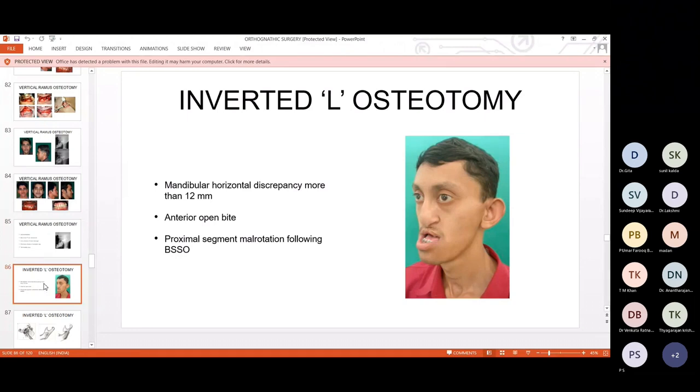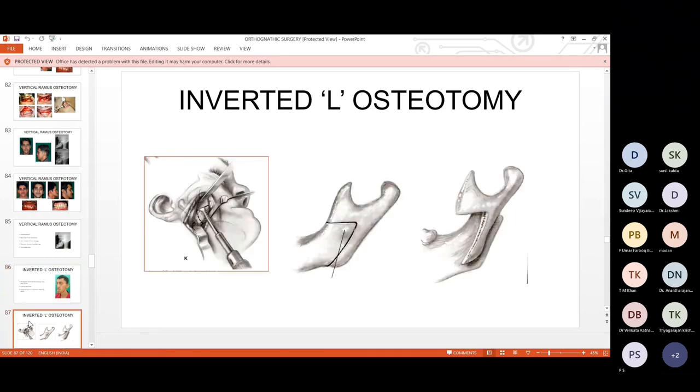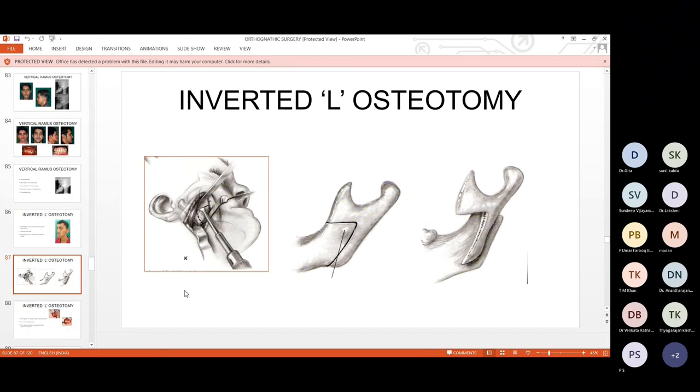It's called the ILO, the inverted L osteotomy, used in severe prognathism, especially following cleft, wherein you have cleft related problems, maxillary hypoplasia, and a mandible horizontal discrepancy of more than 12 millimeters. So you can't really do a sagittal split in these cases. The best is to do the inverted L osteotomy for this. So that is how it is done. You can see that the L osteotomy is done like that. That is the lingual foramen, and then the mandible is pushed back, this condyle moves forward, and then you have got a significant amount of reduction in the length.